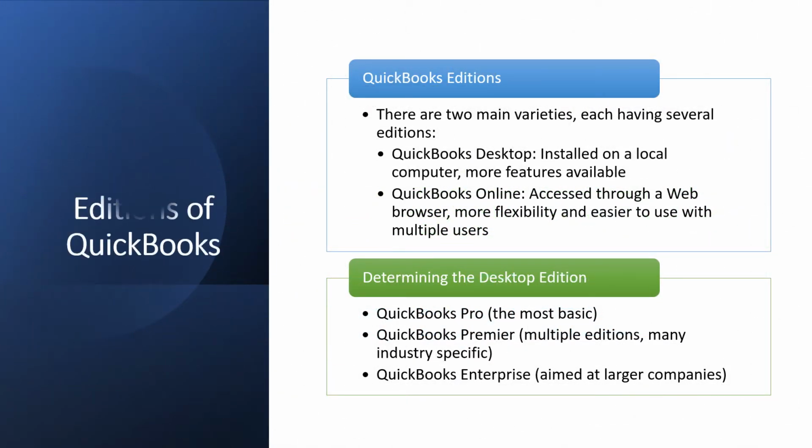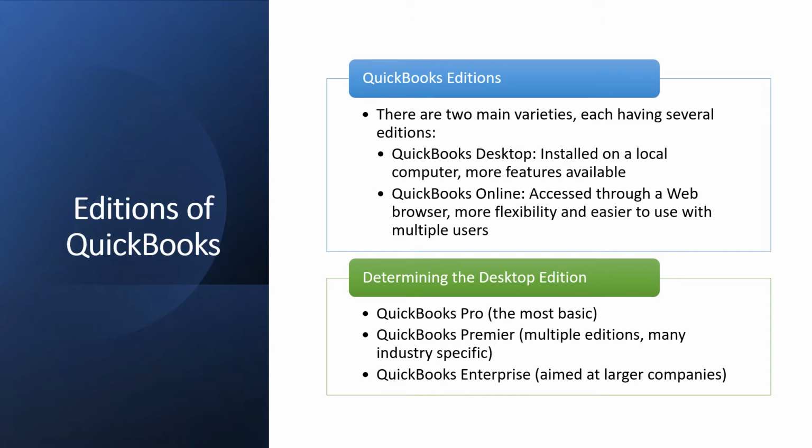Editions of QuickBooks. There are two main varieties of QuickBooks Desktop and QuickBooks Online. Within each, there are several editions. Careful evaluation is required to select the edition that best suits your business. Every edition performs basic tasks as are necessary for small business bookkeeping, but will differ in terms of capabilities. For example, the Premier and Enterprise editions of QuickBooks Desktop are better suited than Pro for the manufacturing industry.